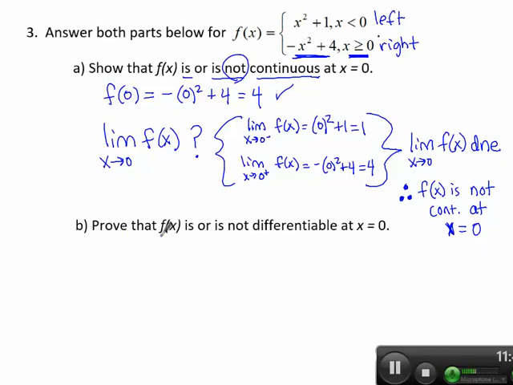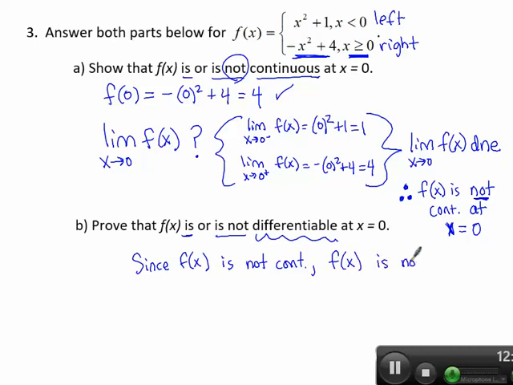Part B, prove that f of x is or is not differentiable at x equals 0. So remember how differentiability is dependent upon continuity. Since our function is not continuous, we know that it cannot be differentiable at that point, x equals 0. And there you have it.